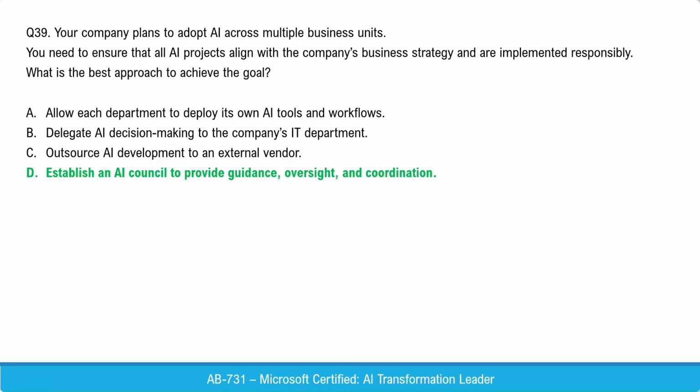Now let's take a look at other options. Option A allows each department to work independently, which can lead to inconsistency and lack of control. Option B limits decision making to IT, but AI requires input from business and compliance teams as well. So this is also incorrect. Option C involves outsourcing, which does not guarantee alignment with internal strategy or governance. So the best approach is to establish an AI council.